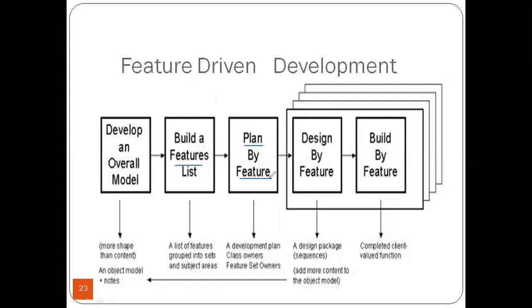Take one feature at a time and plan that feature. According to the plan, we are going to make a design for that particular feature. After the designing phase, you are going to construct, or write the code of that feature. After completion of designing and coding, then you pick up a second feature. Plan for the second feature, design for the second feature, build for the second feature.